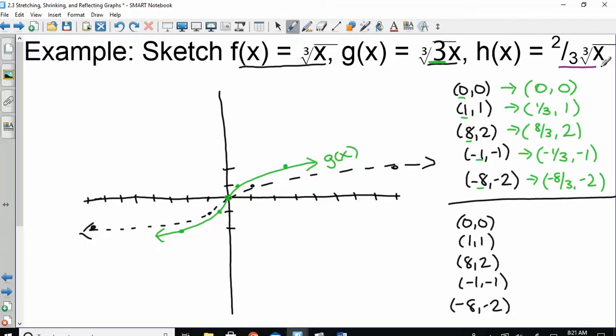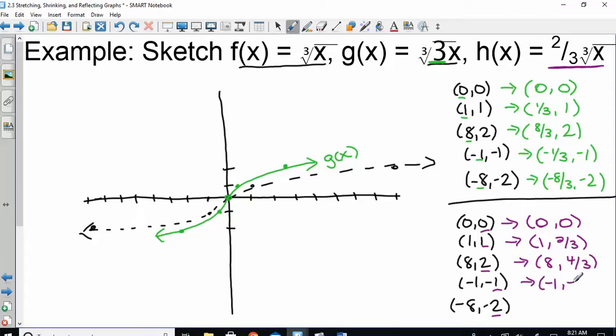So the next one, what am I going to be changing? The y. Outside is y, and it does what it says. So it says times 2/3, so we take y times 2/3. So 1 times 2/3 is 2/3. 2 times 2/3 is 4/3. Negative 1 times 2/3 is negative 2/3. Negative 2 times 2/3 is negative 4/3.